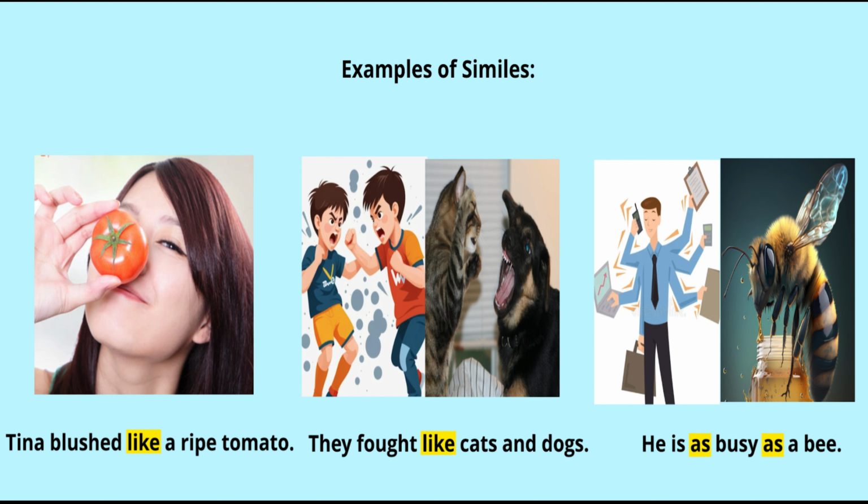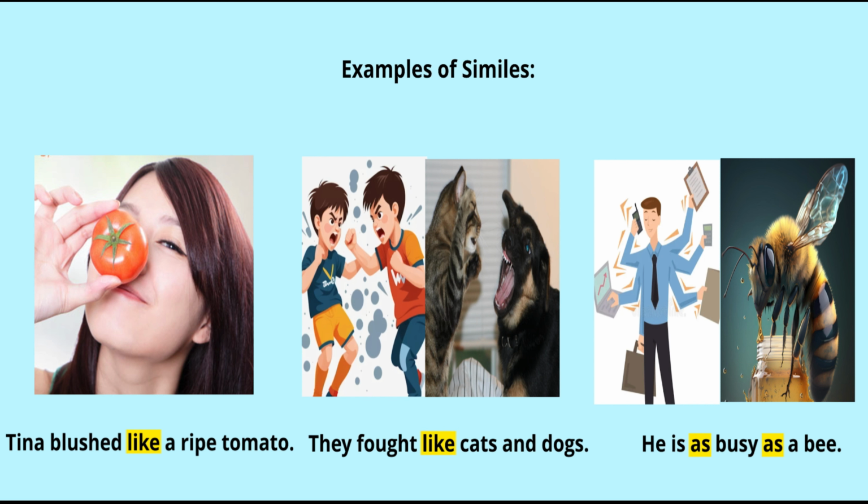Tina blushed like a ripe tomato. So in the picture, you can see Tina's face blushing like a tomato, right? So we are comparing Tina's face with the ripe tomato. So that would be a simile. In the second image, you can see two boys fighting, they're quarreling, right? So they fought like cats and dogs. That means the way they fought is compared to the fighting between a cat and a dog, right?